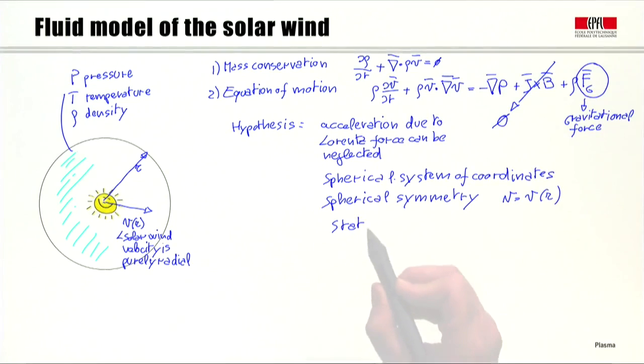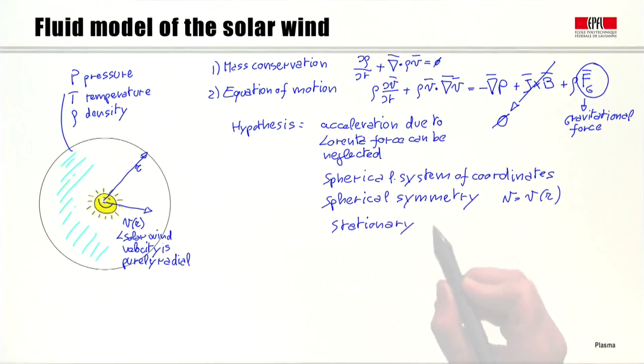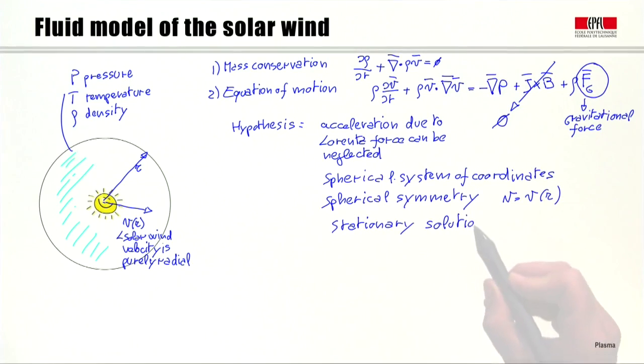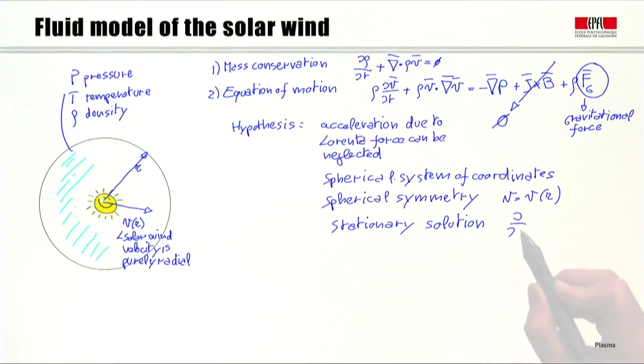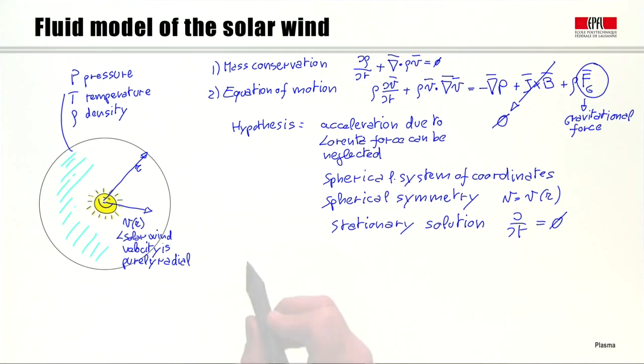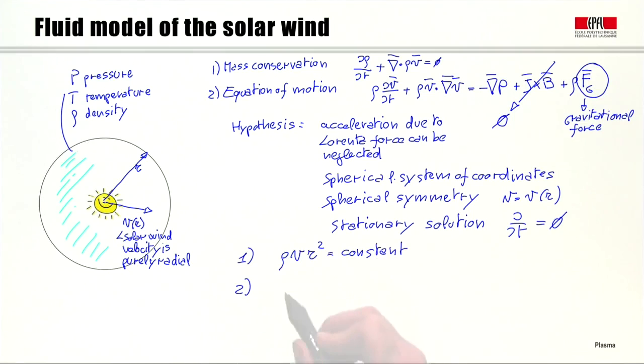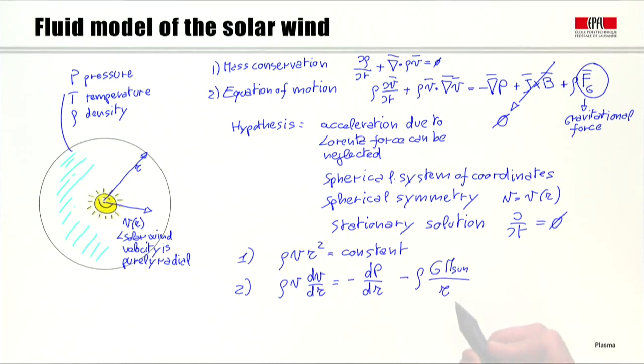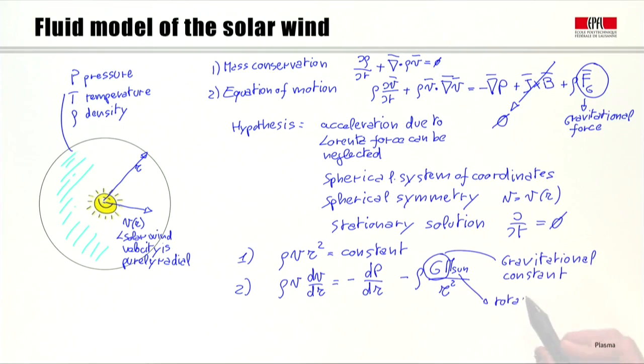Let's make a further hypothesis, and let's look for a stationary solution by imposing that the time derivatives are equal to 0. We can then write the mass conservation equation and the equation of motion in the following way, where G is the gravitational constant and m_sun is the total mass of the Sun.